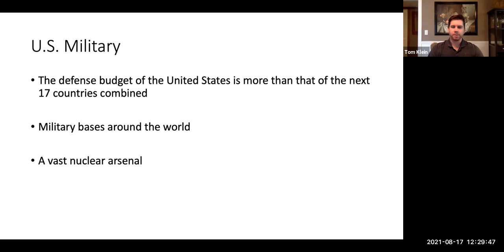We also have military bases around the world and a very vast and very deadly nuclear arsenal. We have, again, more nuclear weapons than we could ever need, enough to blow up every territory in every country in this entire world. Okay? That's how vast and destructive our nuclear capabilities are.